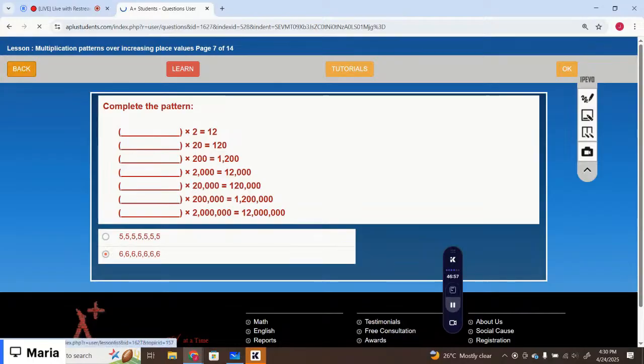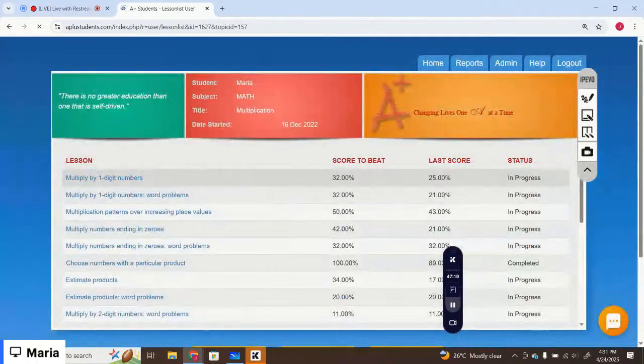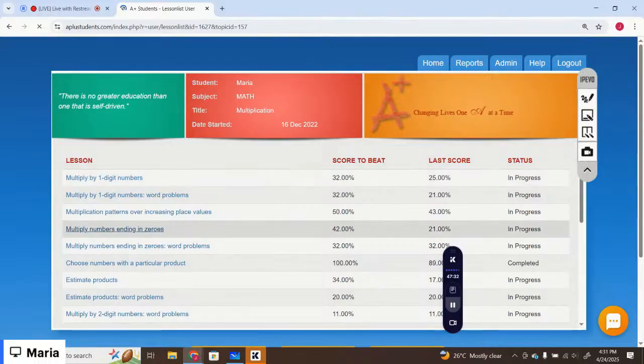Okay, you can complete the lesson by yourself later today. Let me just move on to the next lesson. The next lesson is multiply numbers ending in zeros.